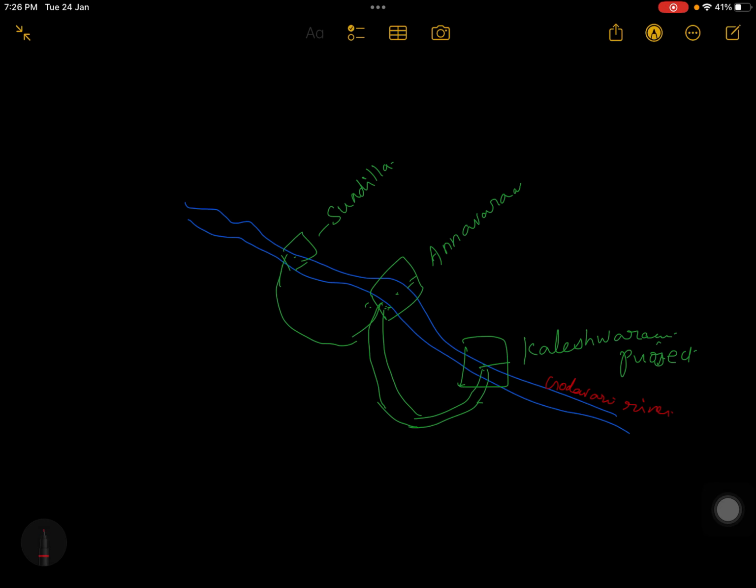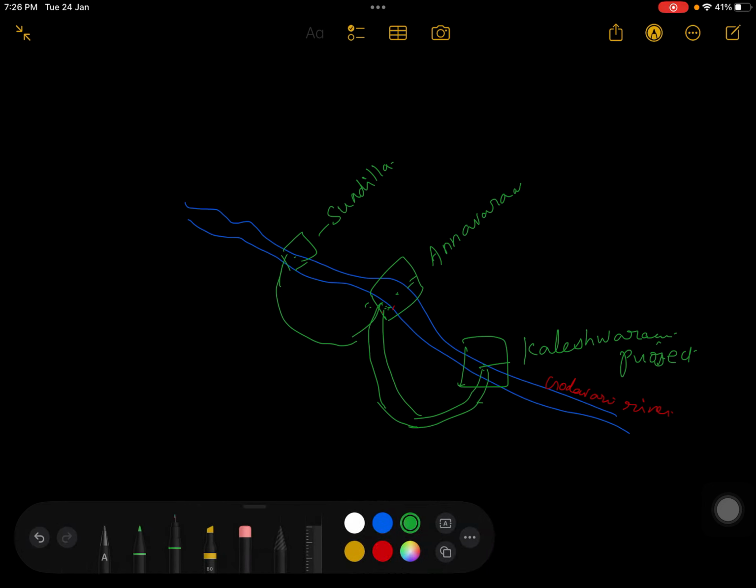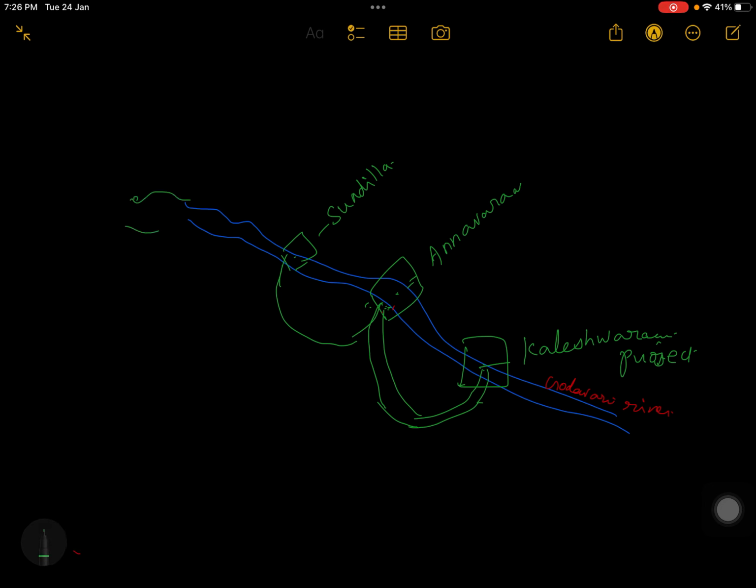If the water has to be pumped, that's why it is called a lift irrigation project. Another significance is that this water is again merging into the Godavari river. Okay, so this is Sundilla, and then there will be a reservoir here, one reservoir for storage. Barrage means diverting the water. Reservoir is the storing of the water.